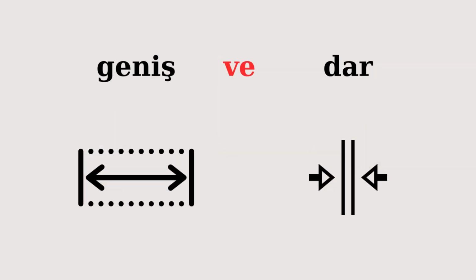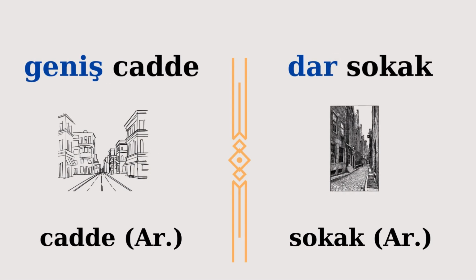Our 10th adjective set is geniş ve dar, which means large and narrow. Let's see our phrases. The first one is geniş cadde, which means large street. Cadde means street in Turkish. It is an Arabic word. The second phrase is dar sokak, which means narrow street. As you can see, both cadde ve sokak refer to street in English. Yet, we should keep in mind that sokak, which is an Arabic word, refers to a small street in Turkish.